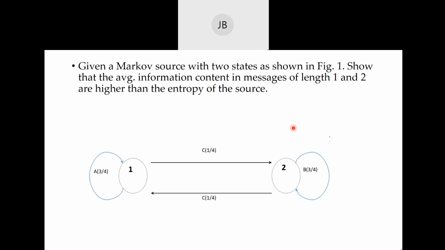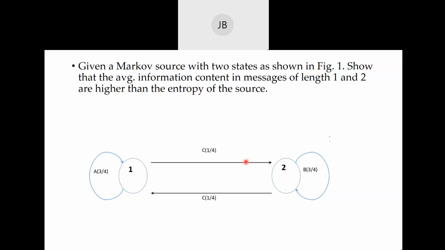Okay, then we will move on to the final question. A source and its states are given, and the transition probability is also given. Show that in this scheme, the average information content in the message of length 1 and 2 are higher than the entropy of the source. So this is again a straightforward question. A source that emits different symbols is given here. A, B, C are the different symbols it emits, and it rests either in state 1 or in state 2.